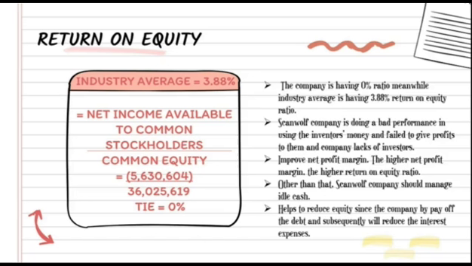The recommendation that can be given to fix the company's problem is to improve net profit margin. The higher the net profit margin, the higher the return on equity ratio. Other than that, Scanwolf company should manage idle cash. It will help to reduce equity, since the company can pay off the debt and subsequently reduce the interest expenses.